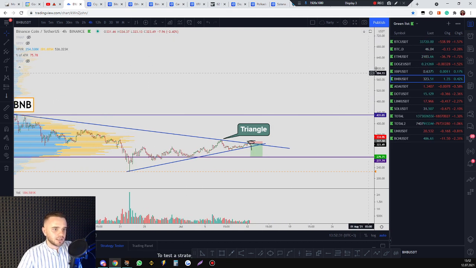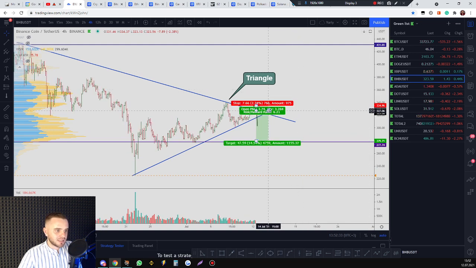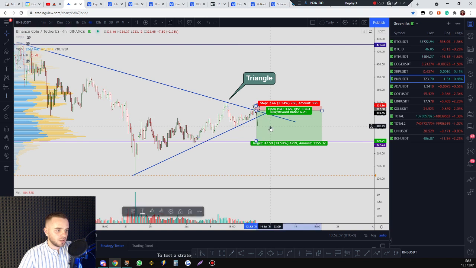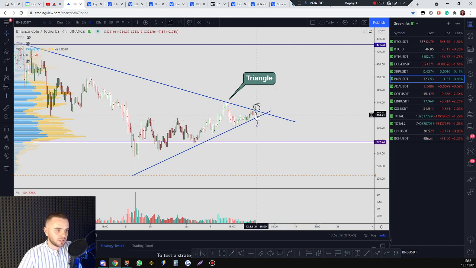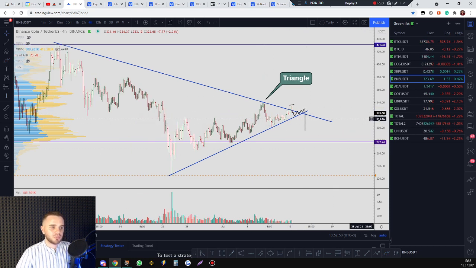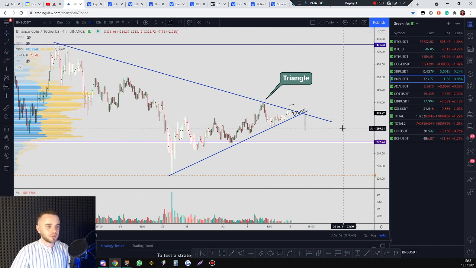That's it. At this moment, pay attention. This entry is possible on a pullback, or pay attention to this lower trend line. There may be another pattern. If there would be squeezing to this trend line, a breakdown of this trend line may also be a good second pattern. That's it.